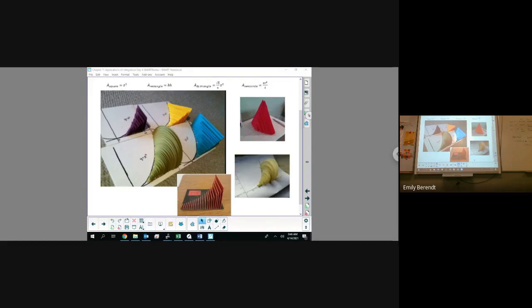Here's another view of, I can't tell what the equation is on that, but these would be perpendicular cross sections that are squares. Another example of semicircles. And then that one would be isosceles triangles.